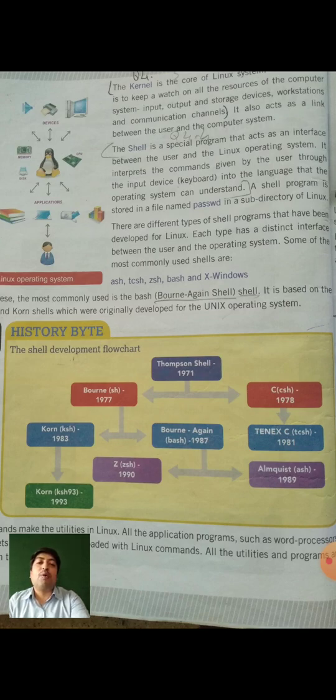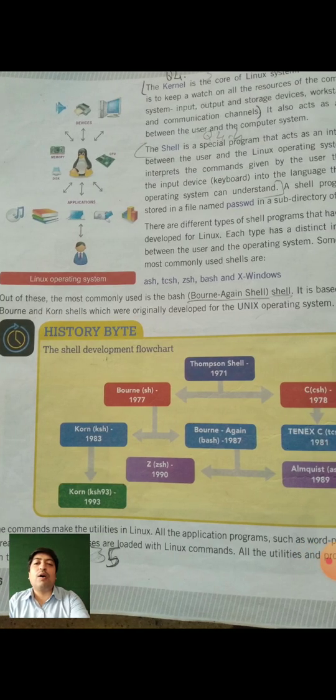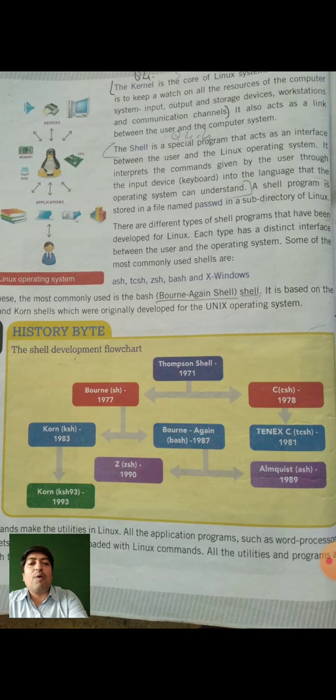The long form is Bourne Again Shell. This shell is based on the Bourne and Korn shells, which were originally developed for the Unix operating system. The main example of shell programming is bash, Bourne Again Shell. You can memorize the word. Just write the meaning of the word, and write the example of shell programming in your notebook.